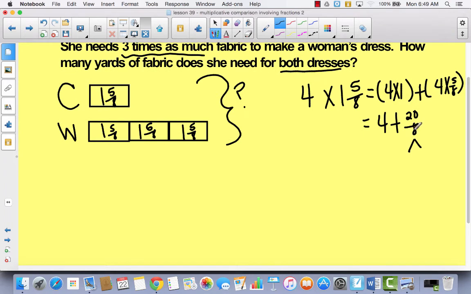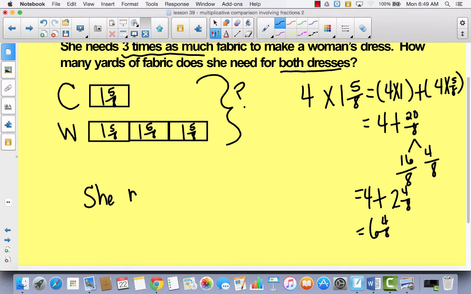So if I counted by eighths, I would get to 16/8, and then I would have 4/8 left over. So that gives me 4 plus 2 and 4/8, which equals 6 and 4/8. So how many yards of fabric does she need for both dresses? She needs 6 and 4/8 yards for both dresses.